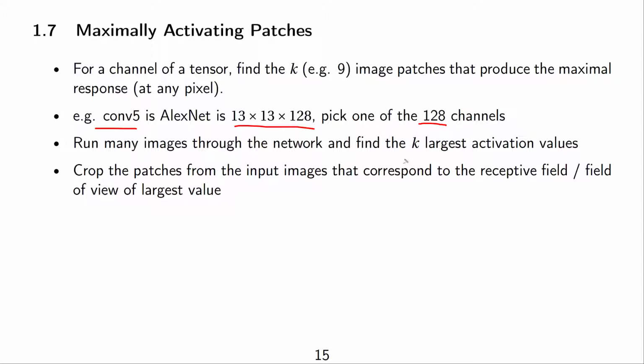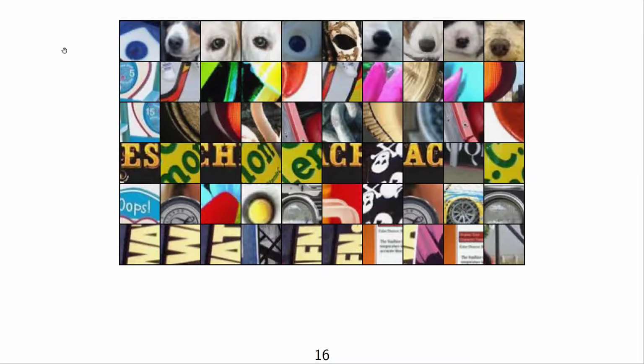But then we're not only interested in the images, but really in the patches that are centered around the location where this large activation happens. So then we would have to crop the patches from the input images such that the crop corresponds to the receptive field of this largest value. Here are some examples. In each row, we see a different channel that is being picked.